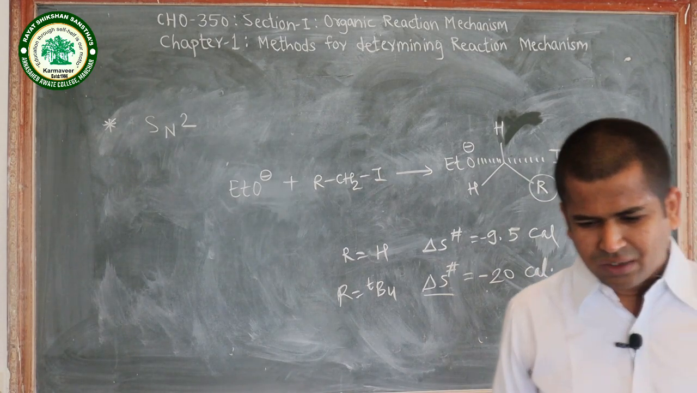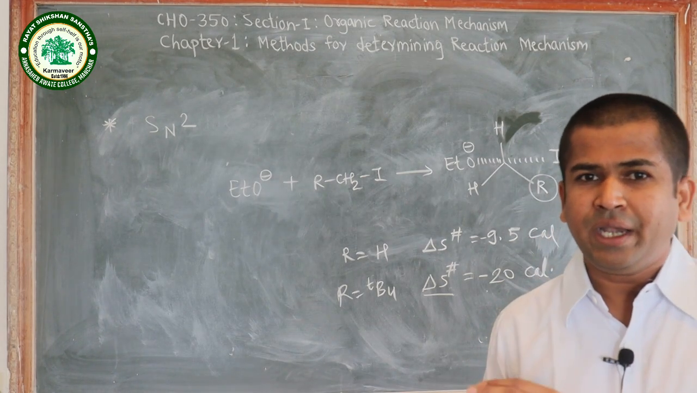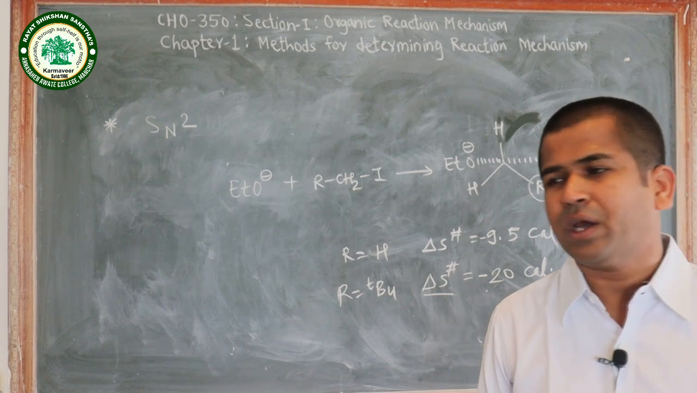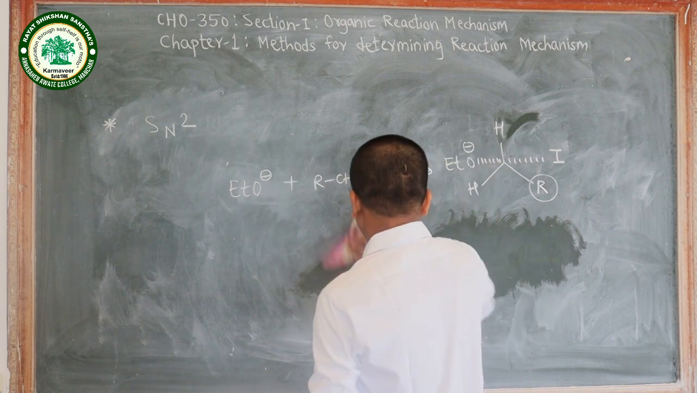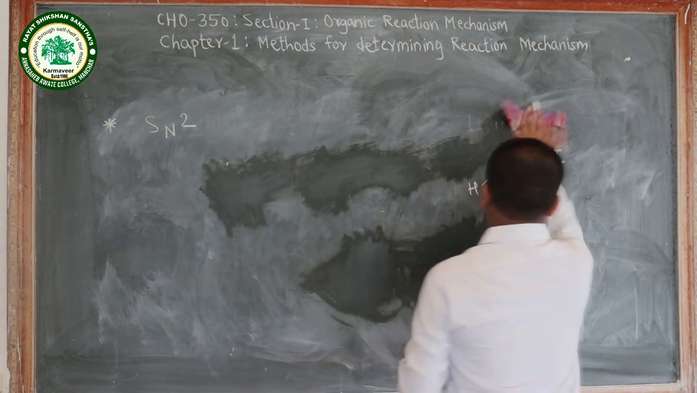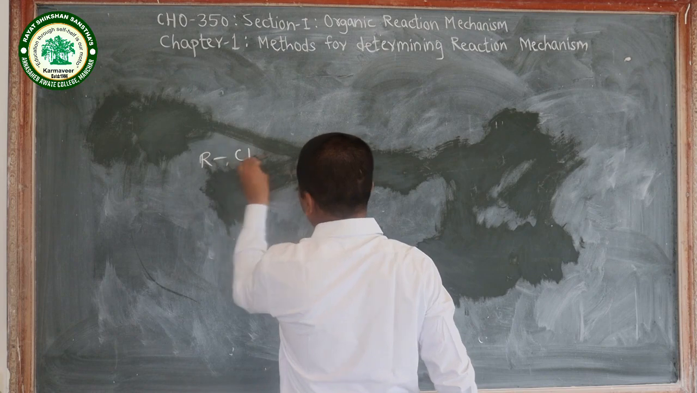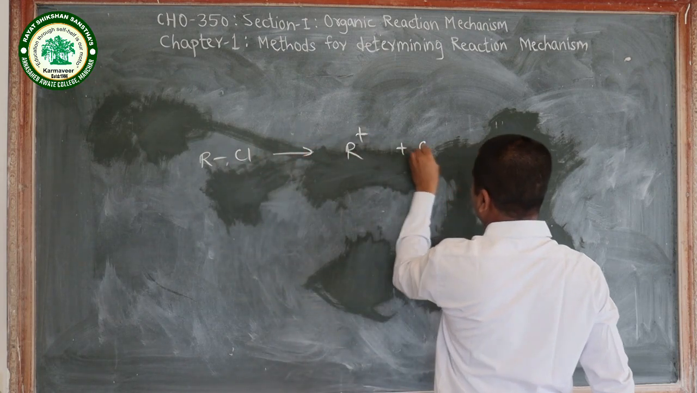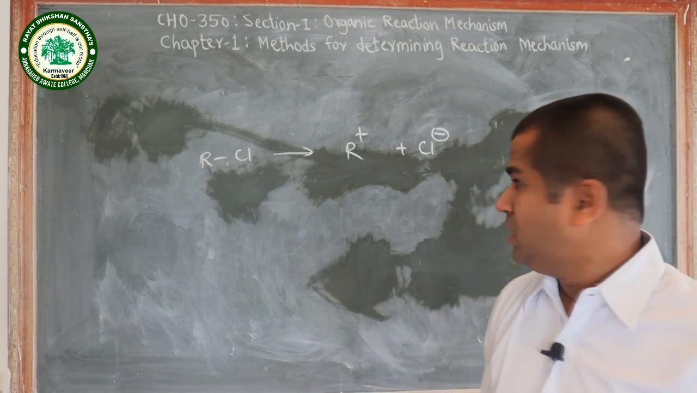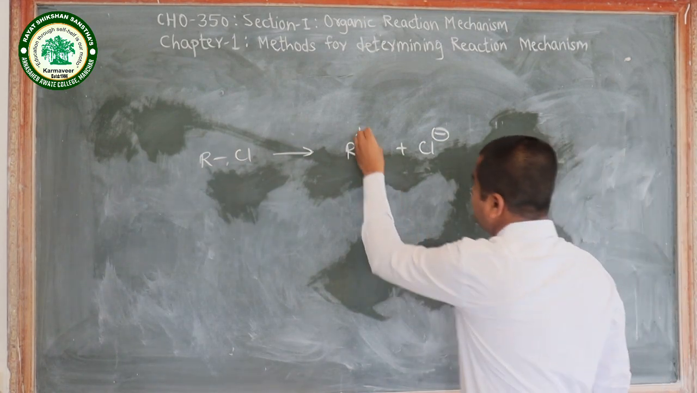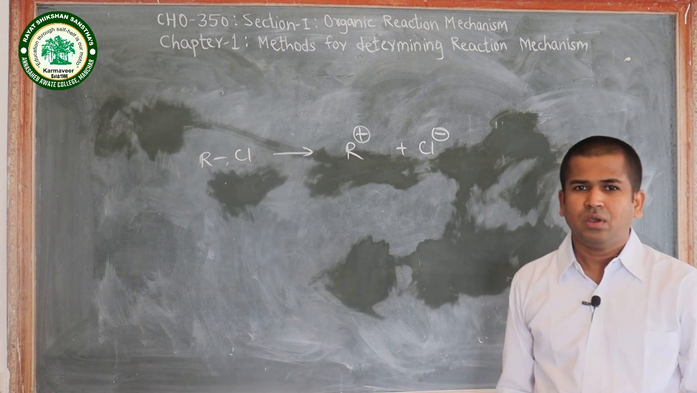Okay. Now we consider one more example in which from one molecule we get ions in a product. For example, consider an alkyl halide. Alkyl halide on ionization reaction gives R plus and Cl. Suppose RCl, so it gives R plus Cl minus. Okay, so here what we observe is that from one molecule we get two ions.